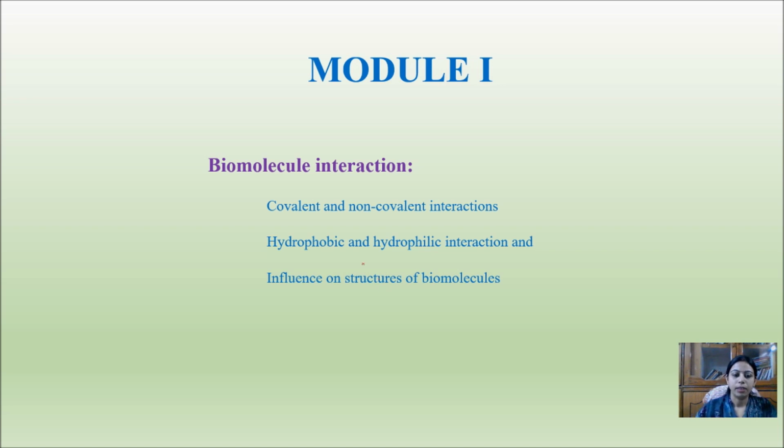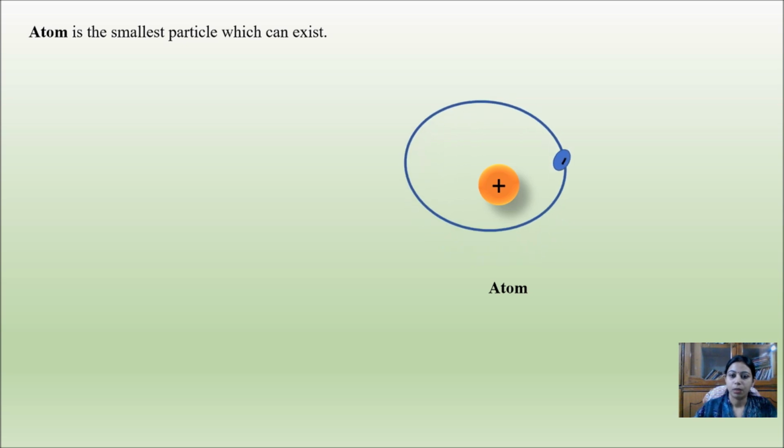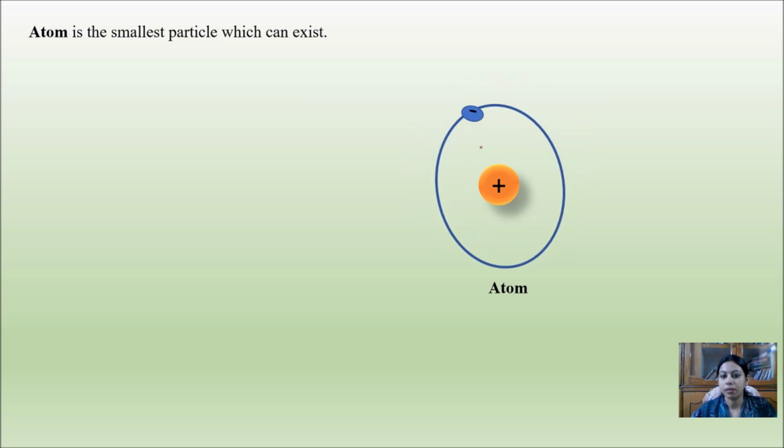So let us start with the first one, which is the covalent and non-covalent interactions. Before dealing with this, we must know where these biomolecules lie and what the evolution of these biomolecules is. You all know that the atom is the smallest particle which can exist, though the nucleus and electrons are also there, but they cannot exist independently. So we consider the atom as the smallest particle which can exist independently, and an atom consists of a nucleus around which electrons revolve.